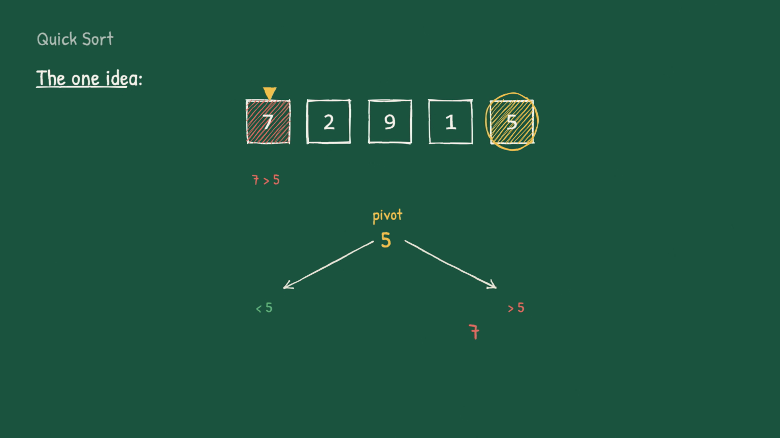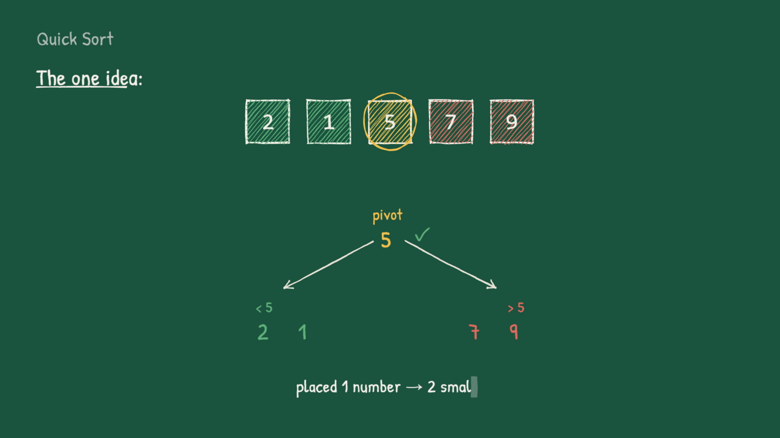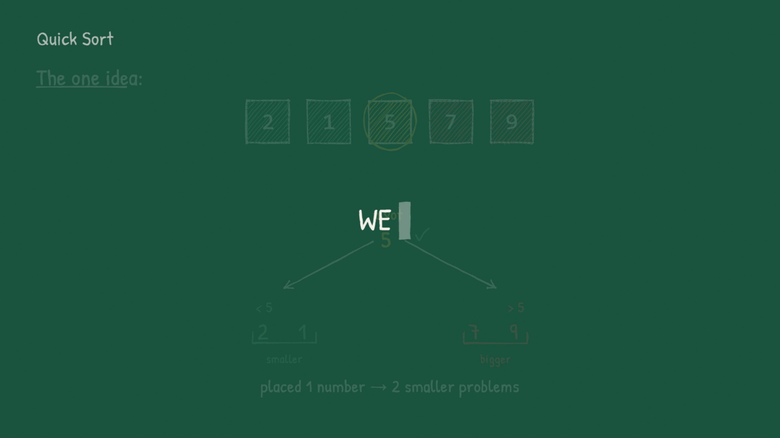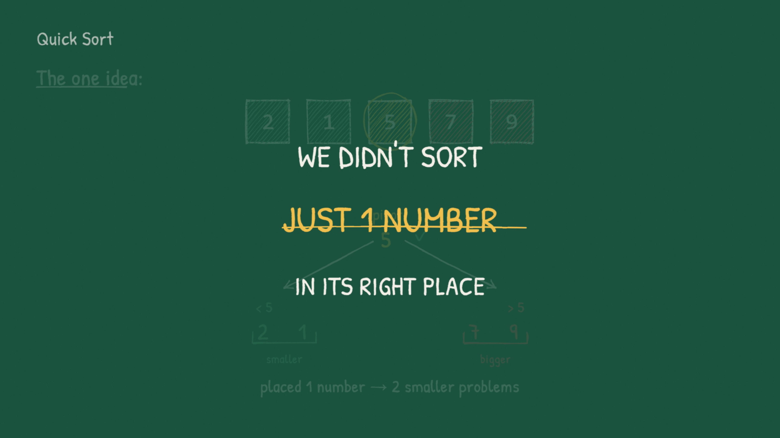7, bigger than 5, goes right. 2, smaller than 5, goes left. 9, bigger, right. 1, smaller, left. And look what just happened. 5 is now sitting in its final correct spot. It will never move again. Everything smaller is on its left, everything bigger is on its right. That's the whole trick. We didn't sort the list. We just put one number in its right place and split the problem into two smaller problems.